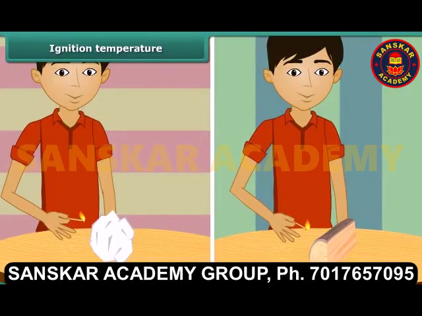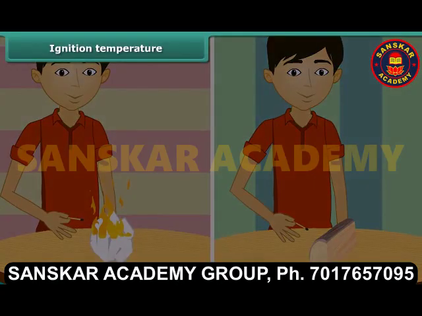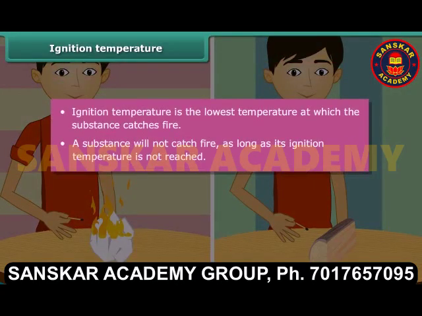We just saw that a paper burns when lighted with a matchstick. Now bring the matchstick close to a piece of wood. The piece of wood does not catch fire. One lighted matchstick is not able to burn the piece of wood, but a piece of paper burnt quickly. This is because a piece of wood has not reached its ignition temperature. Ignition temperature is the lowest temperature at which a substance catches fire.